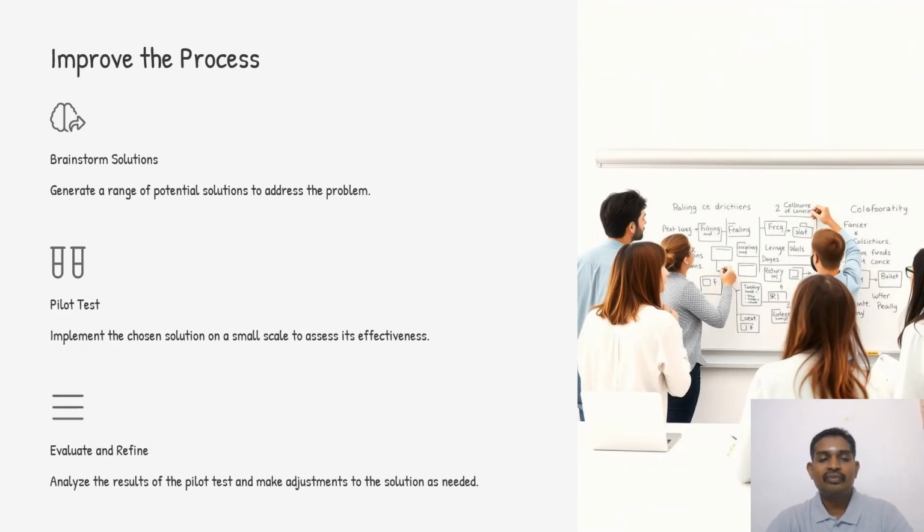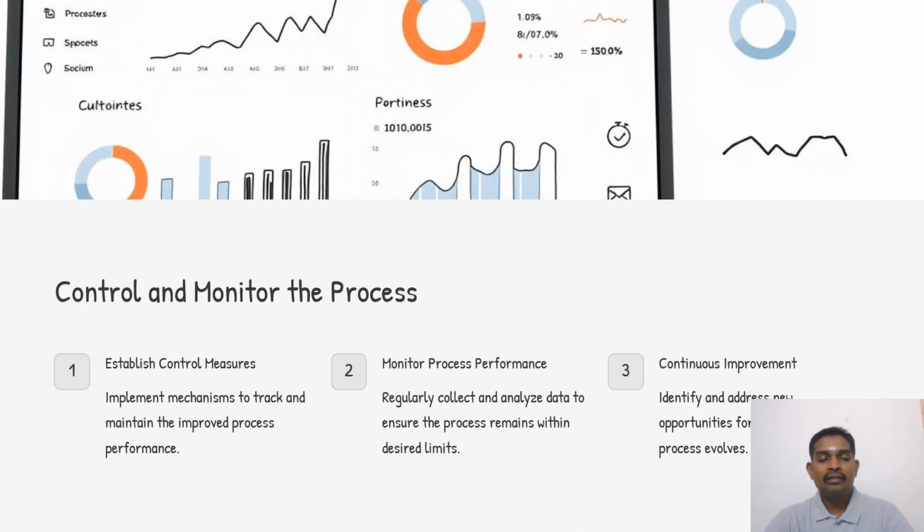Then the fourth step, improve the process. First, brainstorm solutions: generate a range of potential solutions to address the problem. Second, pilot test: implement the chosen solution on a small scale to assess its effectiveness. Third, evaluate and refine: analyze the results of the pilot test and make adjustments to the solution as needed so that the improvement can be made. Then the fifth step, control and monitor the process.